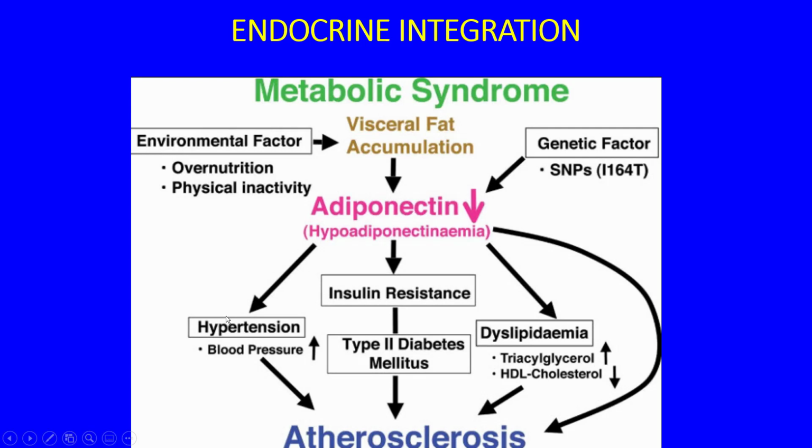The reduction of this can lead to hypertension, which is the elevation of blood pressure, which can lead to atherosclerosis. Decreases in adiponectin can also result in dyslipidemia, which means you're going to have an elevation of triacylglycerol and a decrease in the HDL cholesterol. Again, concluding with atherosclerosis. Of course, adiponectin can directly affect the onset of atherosclerosis. It will also play a role in insulin resistance, type 2 diabetes mellitus, and again, atherosclerosis.